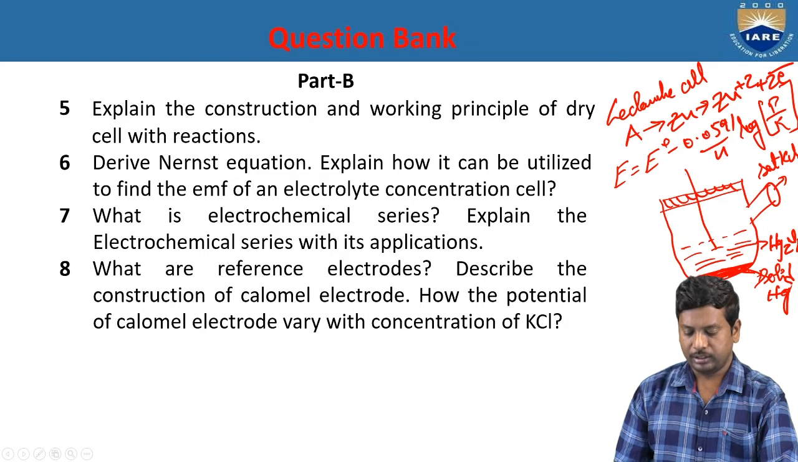Okay, and it depends upon the concentration of the KCl solution. So that means with saturated KCl solution its potential is nearly equal to 0.2415 volts. Okay, so with respect to the concentration of the KCl, that may be either 0.1 normal KCl or 0.01 normal KCl, the potential of the electrode changes.